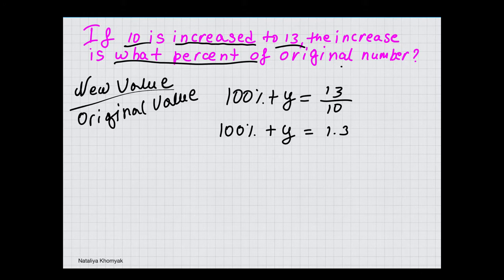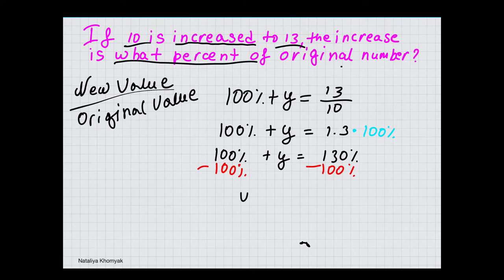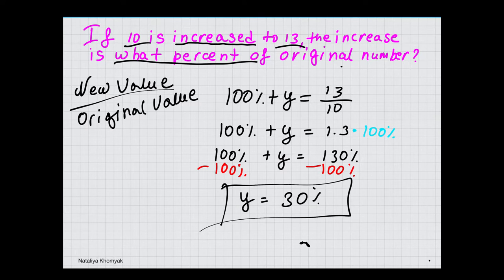Now let's change this into percents, since we are looking for a percent answer, times 100%. So we have 100% plus y equals 130%. Minus 100% on both sides, and y is equal to 30% increase. And this is our solution.